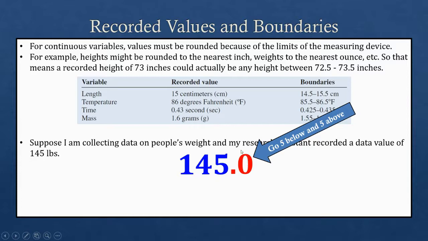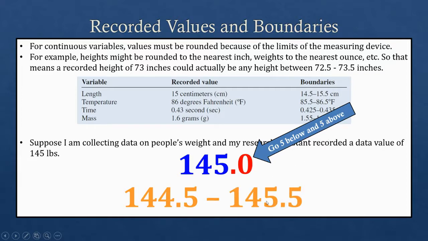So if I take this new version of this number and, starting in this decimal place, go 5 below that, that takes me down to 144.5. And then in that same decimal place, I go 5 above. That gives me an upper boundary of 145.5. So now I have my range. Any value that is measured and falls between these two would get rounded to my original recorded value of 145.